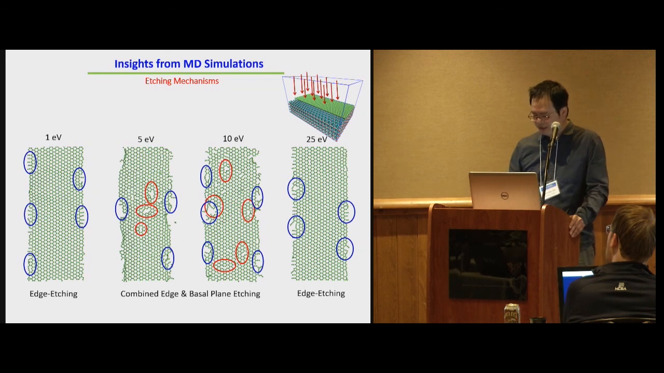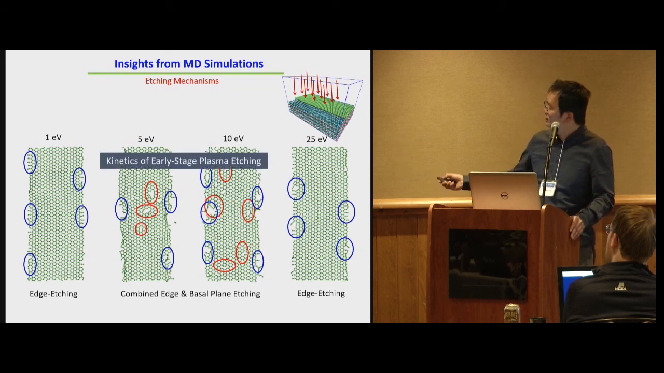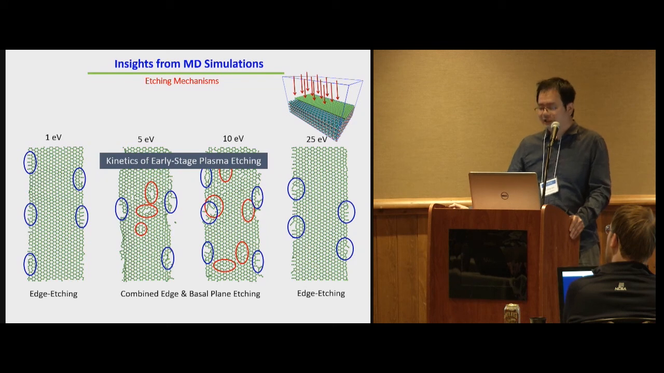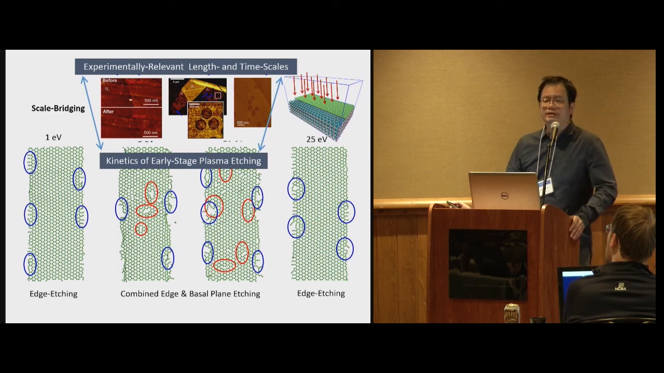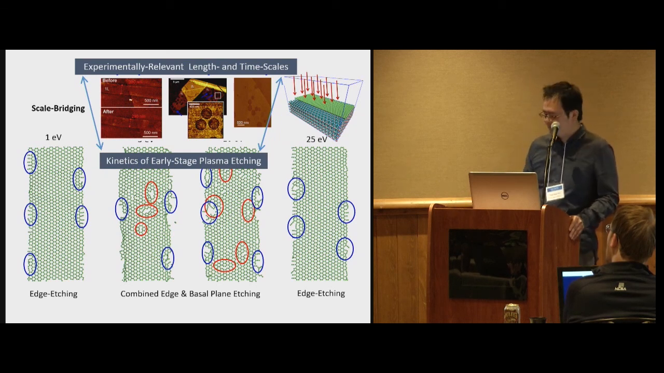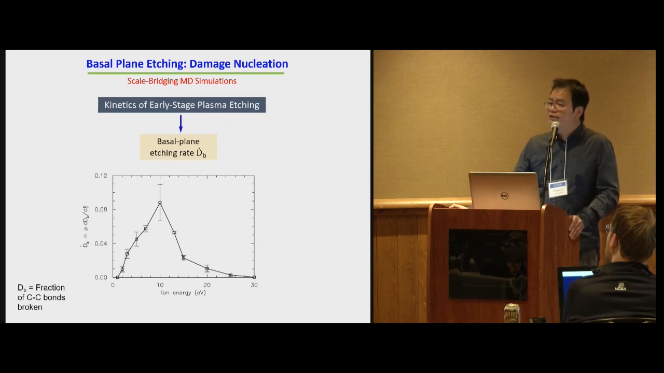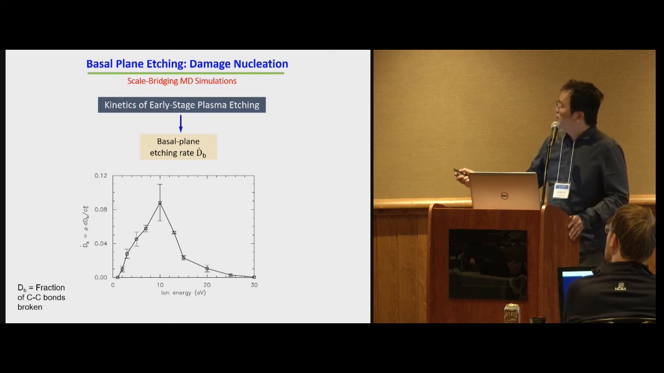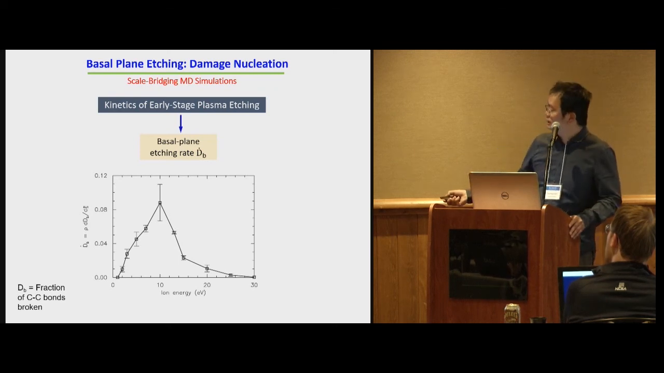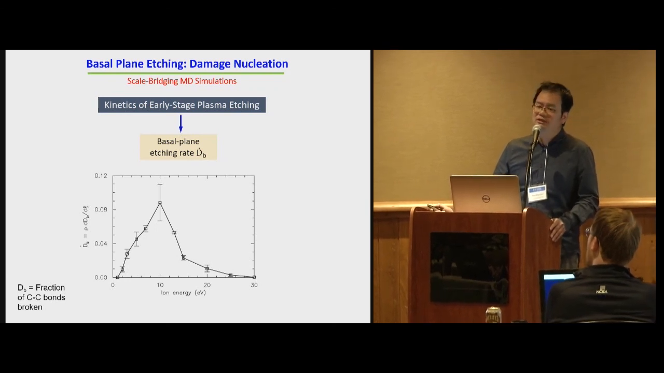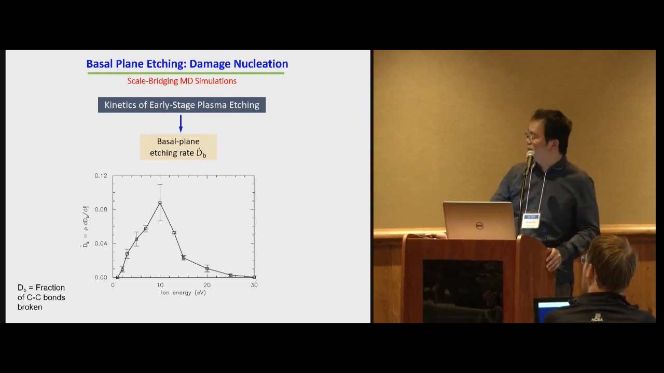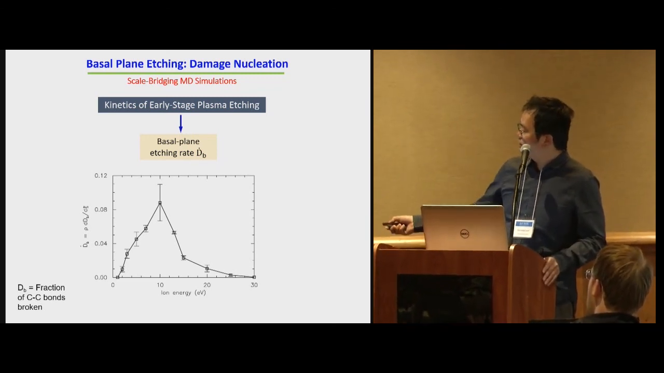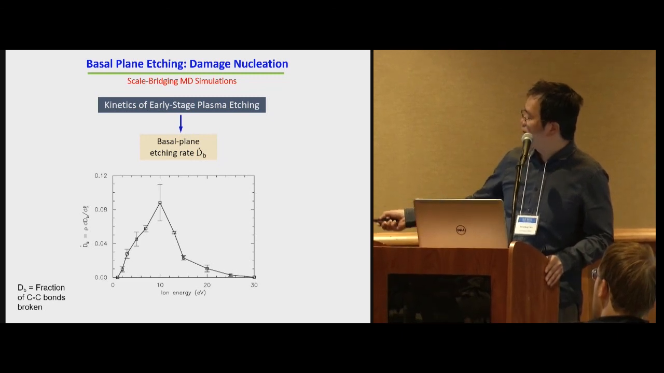middle. Okay, and the idea is for us to try to link the kinetics of this early stage plasma etching into the experimentally relevant length and time scales, right, using MD simulations. So to quantitatively analyze this, the first thing that we did was to try to think of a way to characterize the basal plane etching rate. Essentially, the fraction of carbon-carbon bonds that are broken in a highly periodic graphene sheet. Okay, basically an infinite sheet with no edges. And we did this for various ion energies, and we get a curve like that.